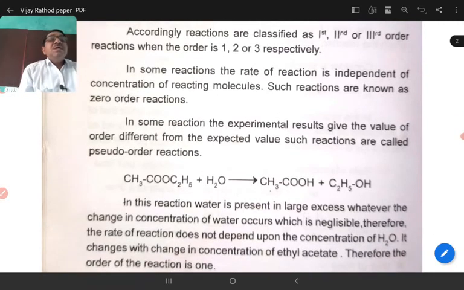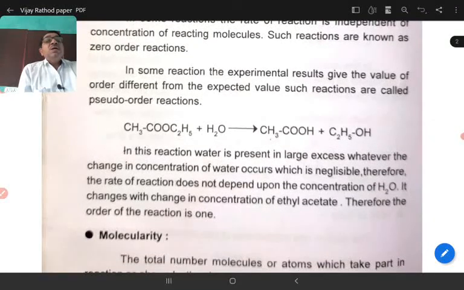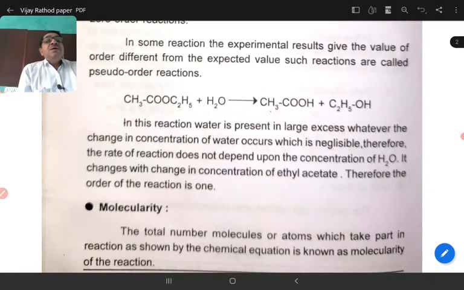Now in some reactions, the experimental results give a value of order different from the expected value. Such reactions are called pseudo order reactions. Here one example is given, that is ethyl acetate and water, which gives acetic acid and ethyl alcohol. In this reaction, water is present in large excess. Whatever change in the concentration of water occurs is negligible. Therefore the rate of reaction does not depend upon the concentration of water. It changes with the change in concentration of ethyl acetate. Therefore the order of the reaction is 1.